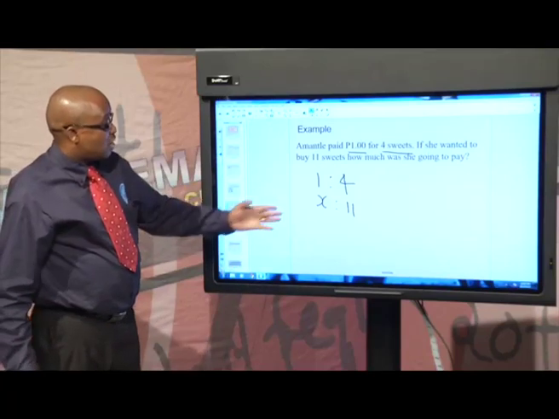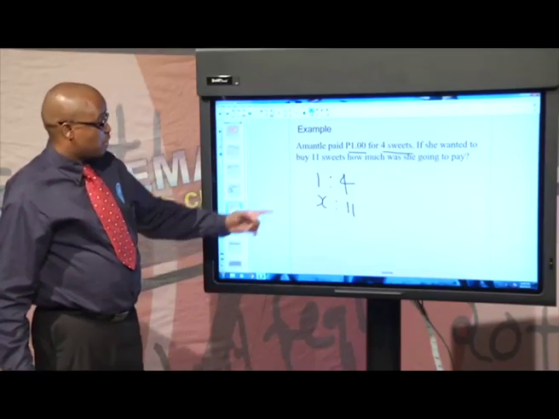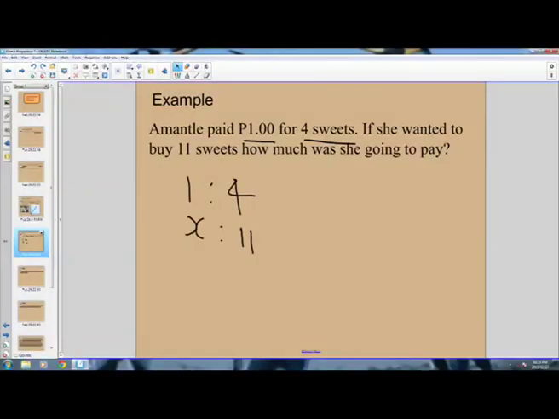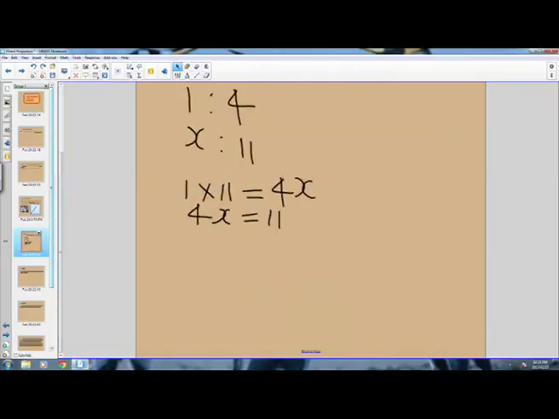And then let us find out how much Amandla will pay for the 11 sweets. This is how we'll do it. 1 times 11 will be equal to 4 times x. So 4 multiplied by x. Meaning our 4x is equal to 11. So 4x is equal to 11. Remember, we are to solve for the variable x. Now, to find the value of x, we'll have to divide both sides by 4.